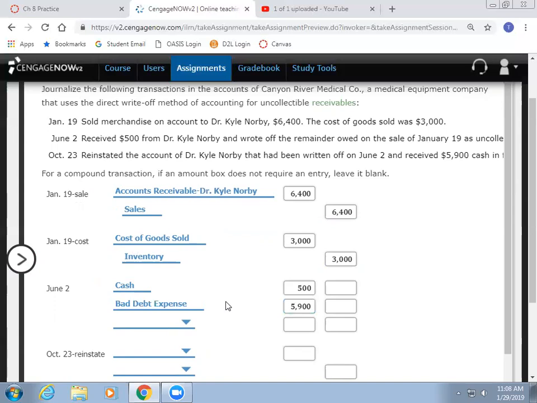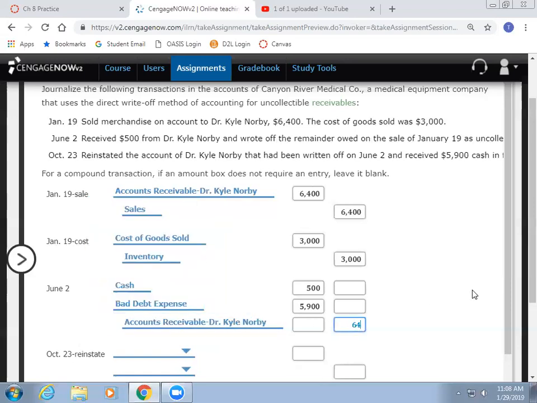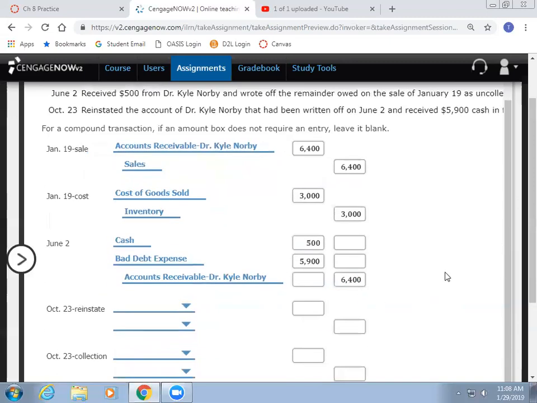Maybe he told us, here's $500, have fun. You know, like I'm not going to pay you anymore. And then we're going to credit his entire accounts receivable, the $6,400. So that way in that journal entry, our debits equal our credits, right? Because we have cash plus bad debt expense is $6,400. Okay. So when we do a direct write-off, we just credit their account and write off whatever amount we're not going to collect to bad debt expense. So bad debt expense gets debited, and then his account gets credited.